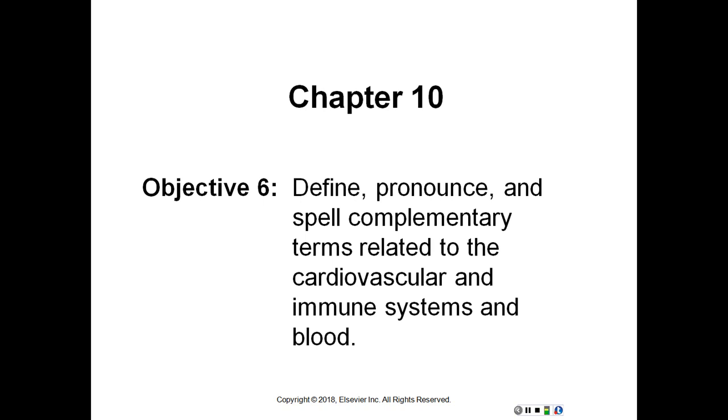And then we have complementary terms not built from word parts. Bruit, abnormal vascular sound heard through auscultation caused by turbulent blood flow through arteries or veins. Cardiopulmonary resuscitation, emergency procedure consisting of external cardiac compressions, may be accompanied by artificial ventilation. So that's when they're doing the chest compressions and blowing into the mouth for CPR. Defibrillation, application of an electric shock to the myocardium through the chest wall to restore normal cardiac rhythm.